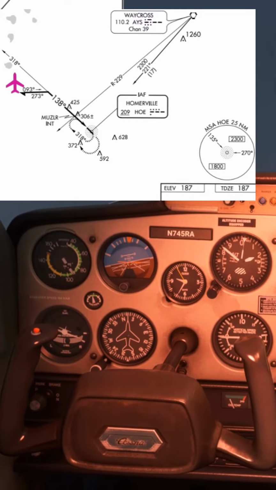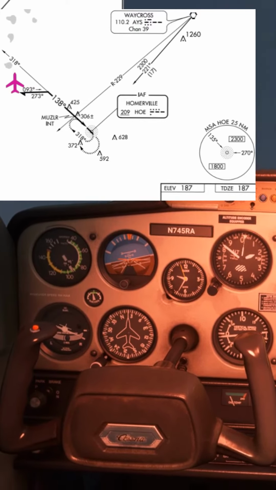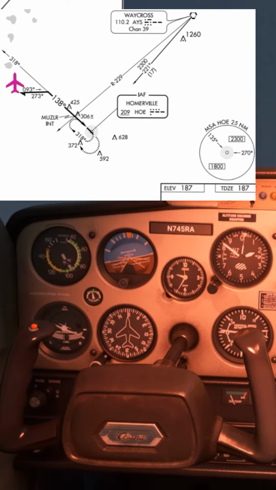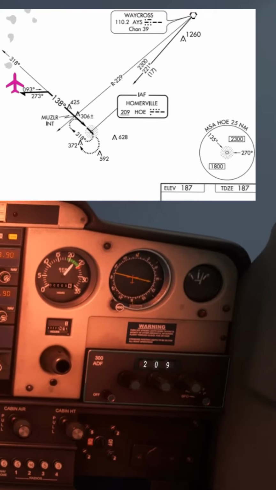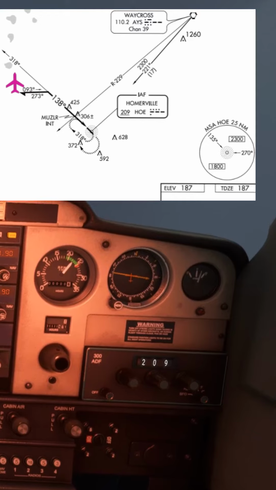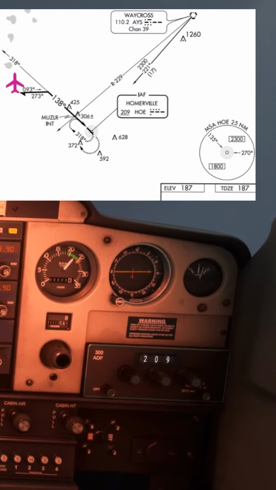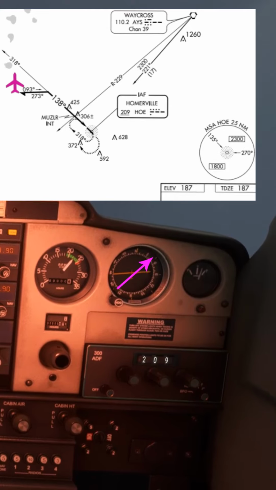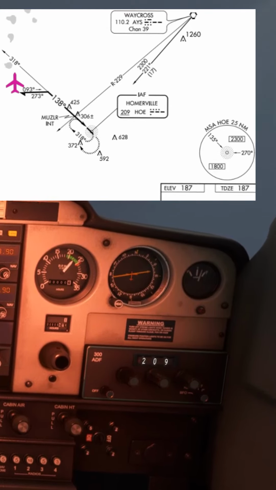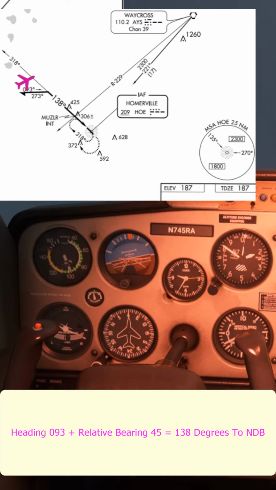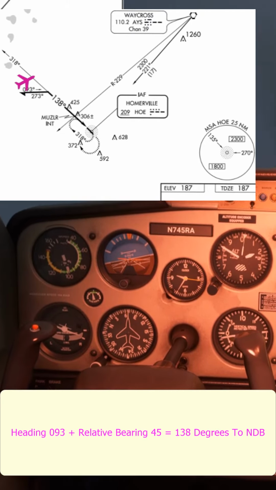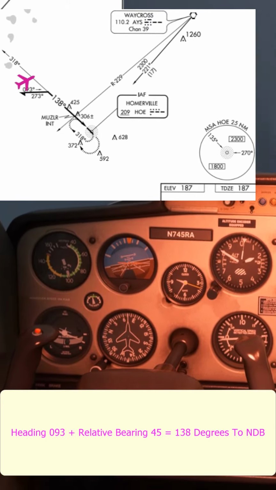As we establish ourselves onto the inbound portion of this procedure turn, we're going to be looking at the relative bearing, and we want to start our turn to the final approach at or just before the needle is showing 45 degree relative bearing to the right, because that will be the final approach track. So if we're heading on 093, plus an extra 45 degrees will be 138, which is the final approach track.